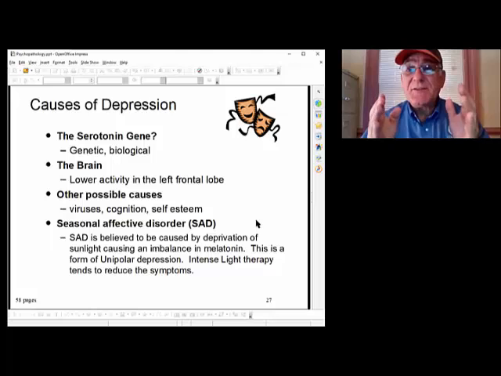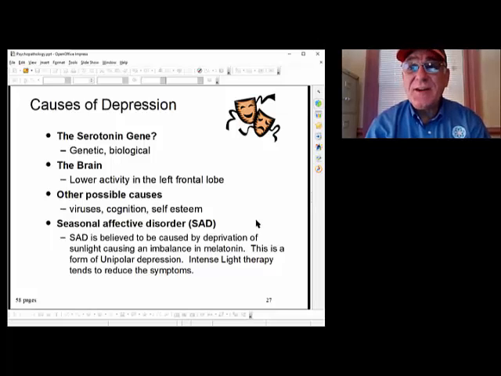There are 6 months of the year where it's a bright light, fine for them. 6 months of the year where it's dark. Oh my gosh, no, they cannot handle it. And so there are people that just love Kodiak and people that hate Kodiak. But it's a form of unipolar depression.